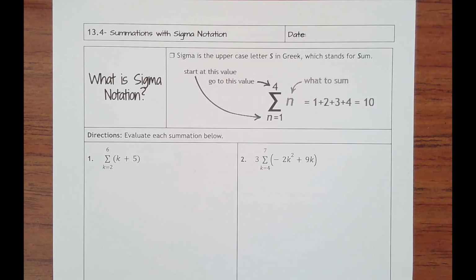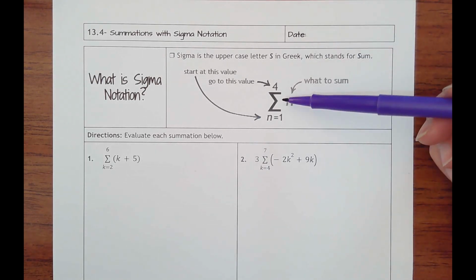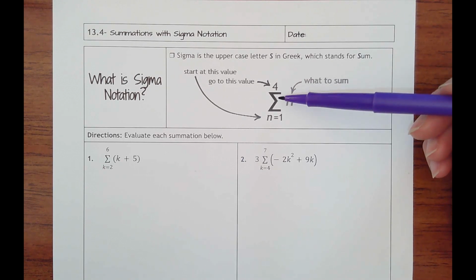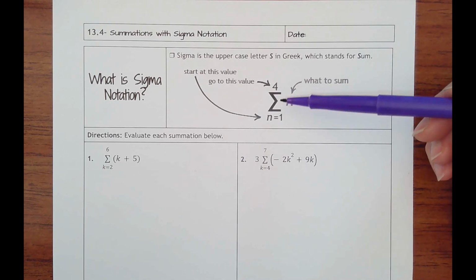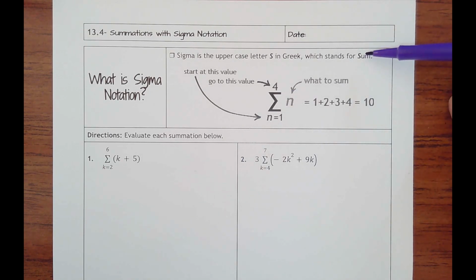Lesson 13.4 is summations with sigma notation. So what is sigma notation? Well, sigma notation is going to have this Greek letter. It's really the capital S in Greek, and S for sum. So you're summing up multiple values.